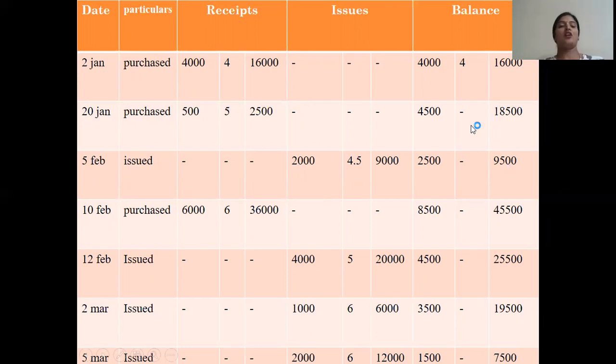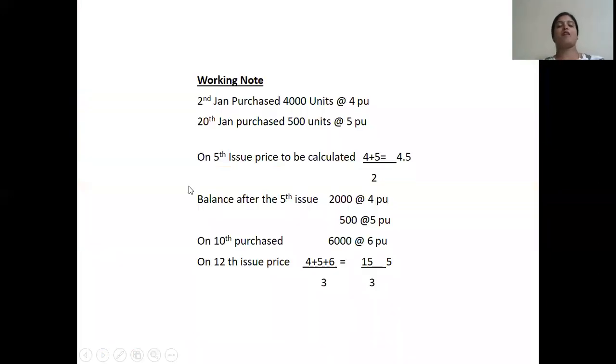Now, after the 5th issue, we need to balance the amount. Let us go to the working note. On 5th, the issue price to be calculated, what is the rate? We have got 4.5. And immediately after the 5th issue, go for the balancing. Once you calculate the balance, you will come to know what is the cost per unit, in the sense how many lots are available in our balance. Balance after the 5th issue is 2,000 units at the rate of rupees 4 per unit.